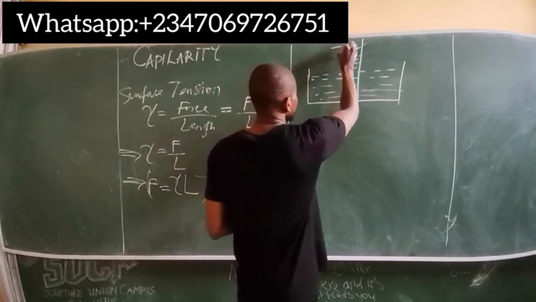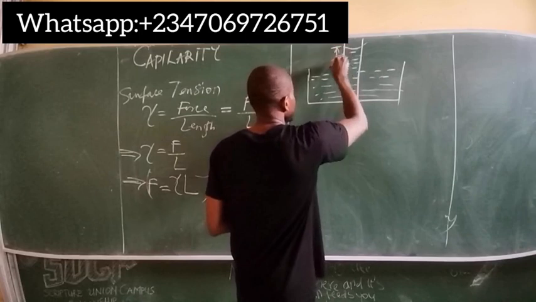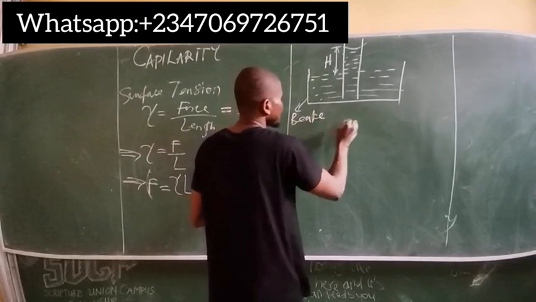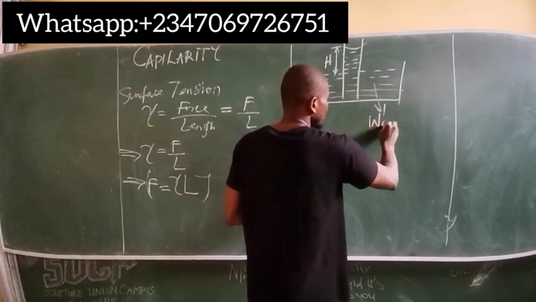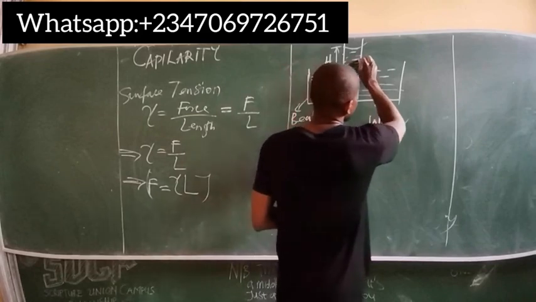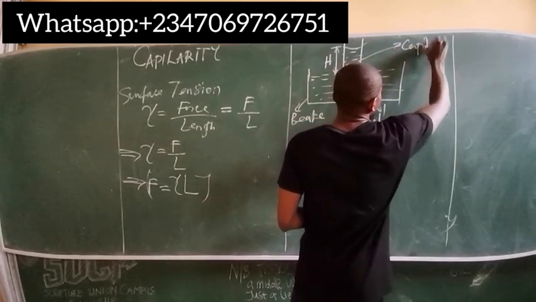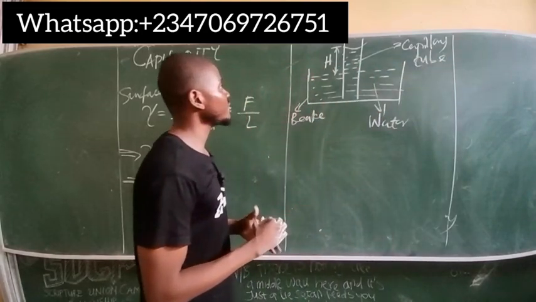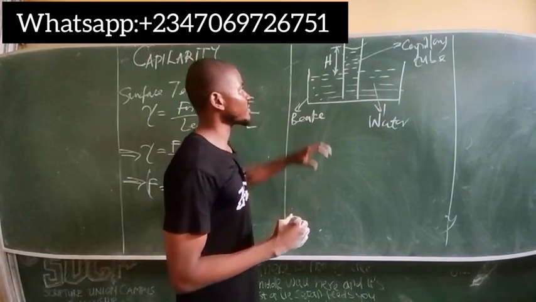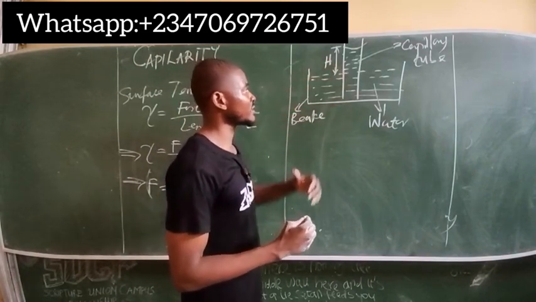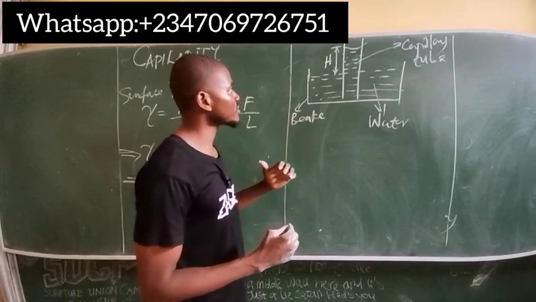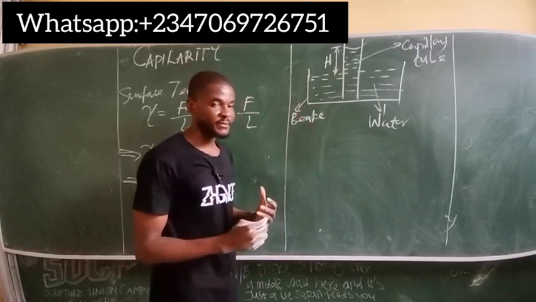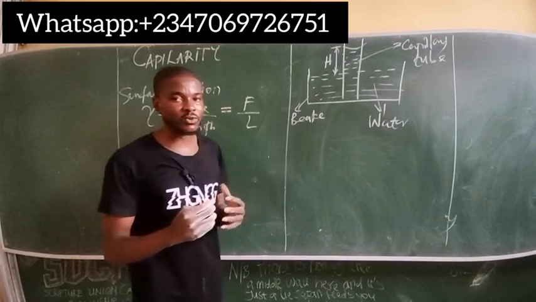Let's call the height of the water in the capillary tube H. So this is the beaker, and this is water, and of course this is the capillary tube. We're simply saying that if you have water placed in a beaker and then put a capillary tube inside the water, there is a rise in the level of water in the capillary tube. It increases more than the level of water in the beaker. So this is an idea that gives rise to surface tension.